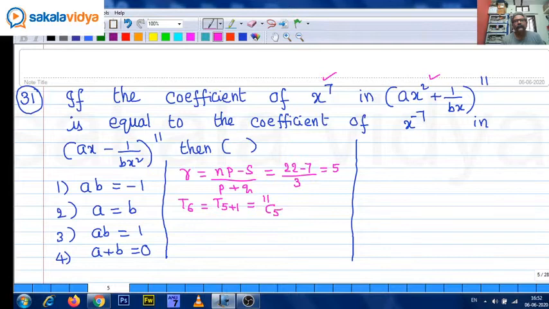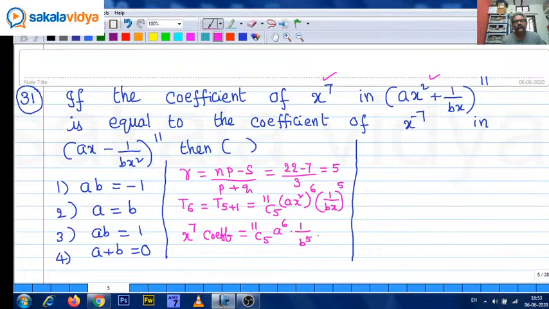11C5 (ax²)^6, that is 11 minus 5, (1/(bx))^5. Therefore, the x to the power of 7 coefficient is equal to 11C5 a^6 into 1/b^5. Say equation 1. This is in the first one.